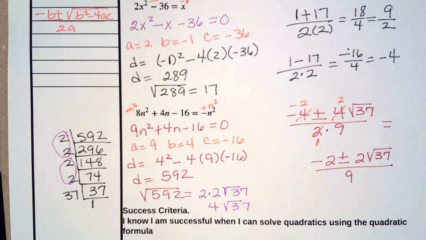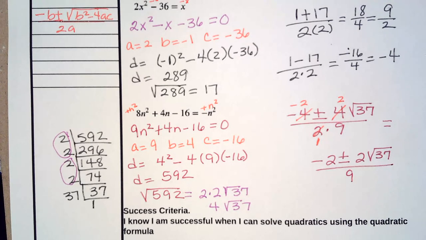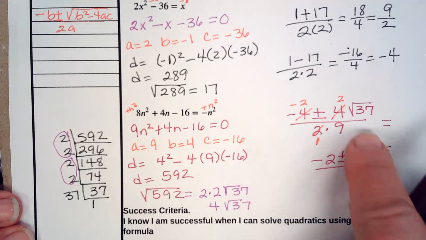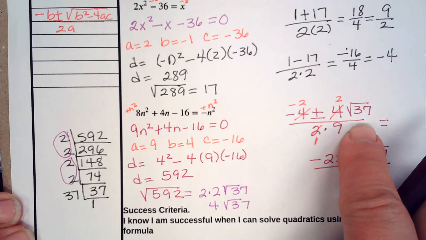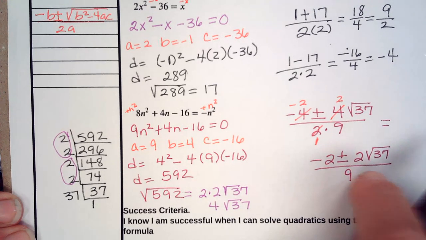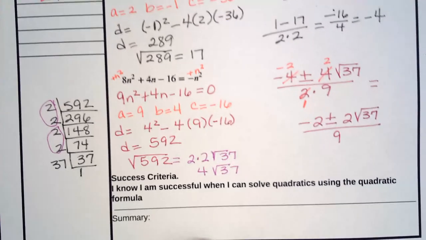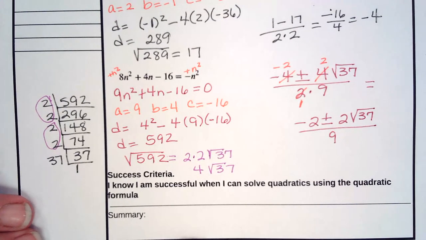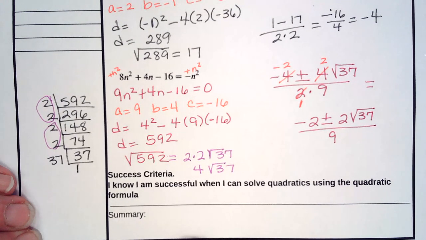So as you can see, applying the quadratic formula takes a little bit of time. You've got to slow down, find your discriminant, square root your discriminant, place that square root into the equation, and simplify. So you know you're successful when you can solve quadratics using your quadratic formula.